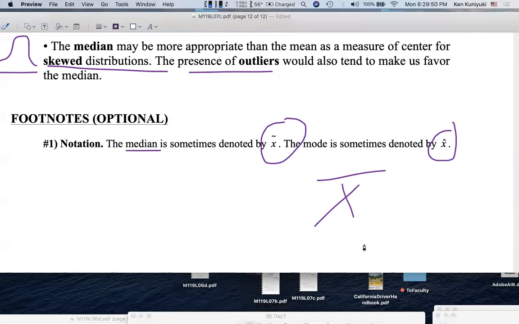In the next lesson, we're going to have more fun with means. In particular, weighted means like your GPA. That's next time.